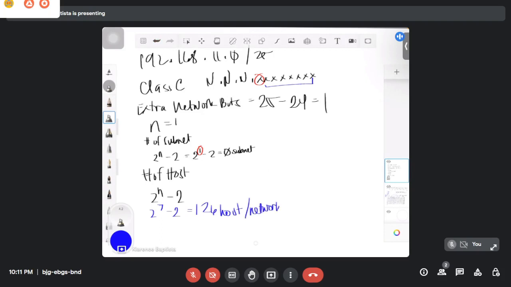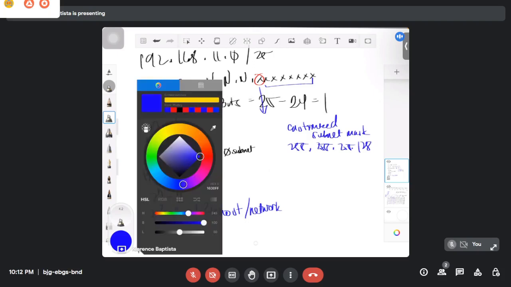Again, kunin po natin yung customized subnet mask. So, isa lang po yung ating value. So, we have 255.255.255. Ang equivalent po niyan is 128. Okay?